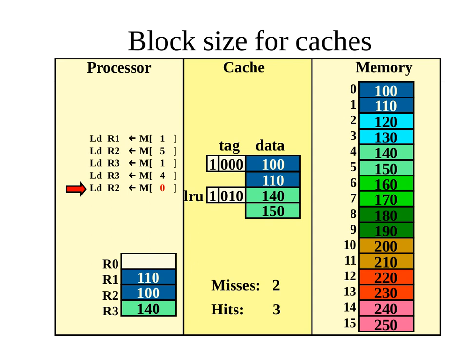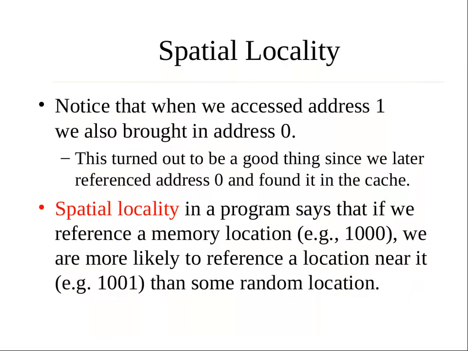Great. Any questions on this? This is the first big performance improvement for caches. This is called spatial locality. Notice, as I pointed out, when we accessed address 1, you also brought in 0. It turned out to be a good thing because we referenced 0 later on. This is called taking advantage of spatial locality, which says that if you reference a memory location, we are more likely to reference a location near it than some random location.